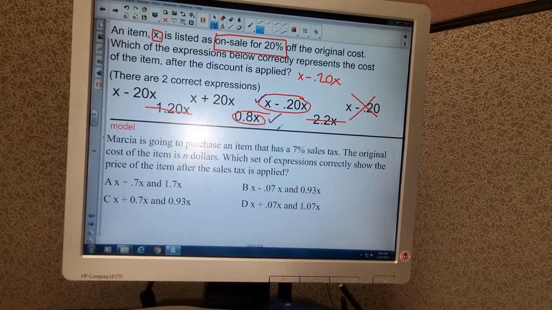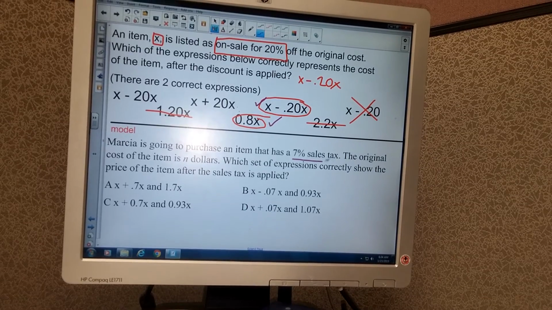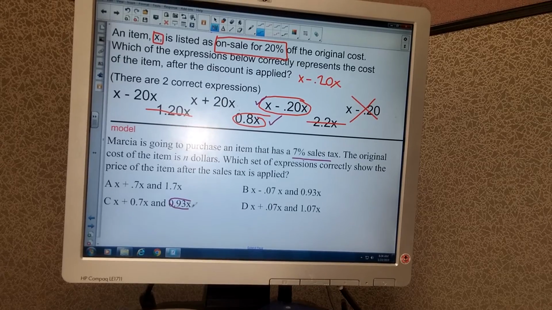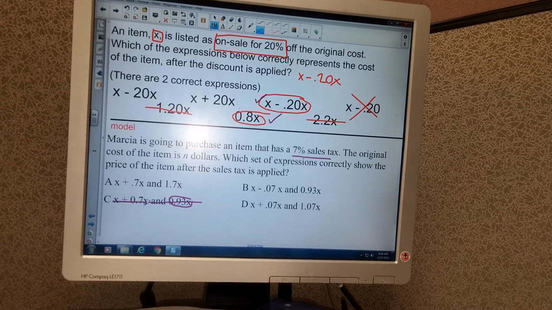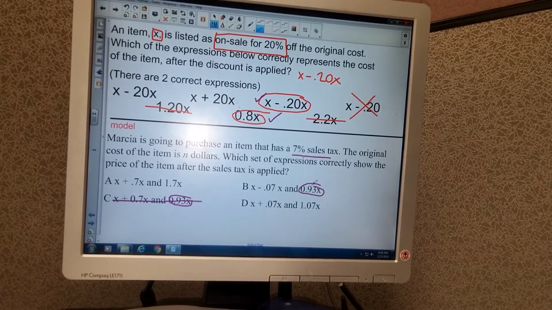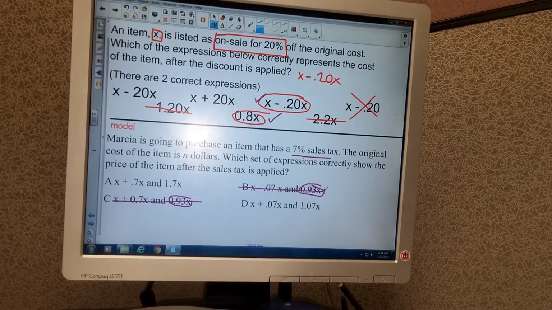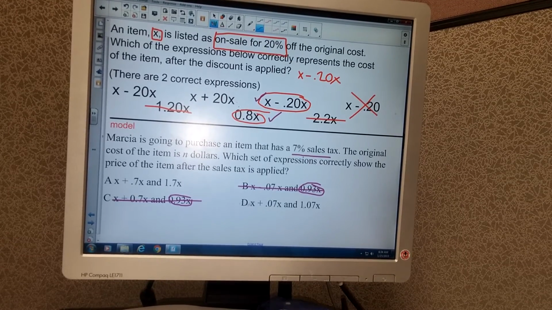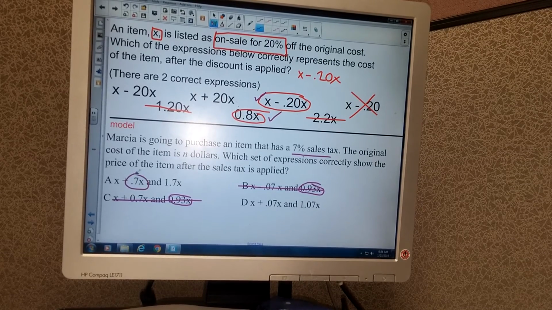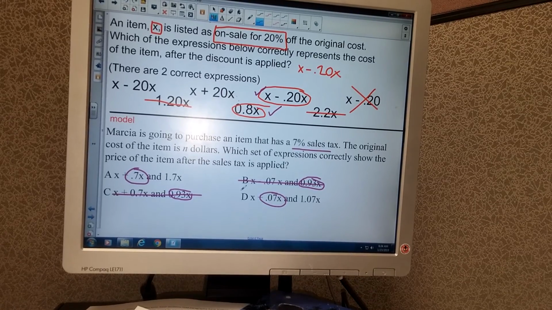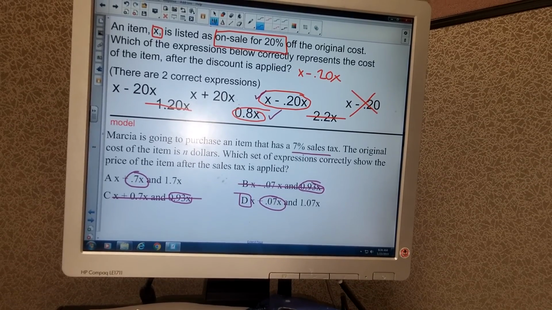The bottom one, Marshall's going to purchase an item that has a 7% sales tax. Right away we know sales tax is going to increase the price. Answer choice C, that's less than 1. That cannot be correct. Answer choice B, that is less than 1. That can't be correct. So which set of expressions correctly shows the price after the sales tax? Well, we know the original prices, those are both correct. The only difference here is this is 0.7x. This is 0.07x. To represent 7%, it must be answer choice D.